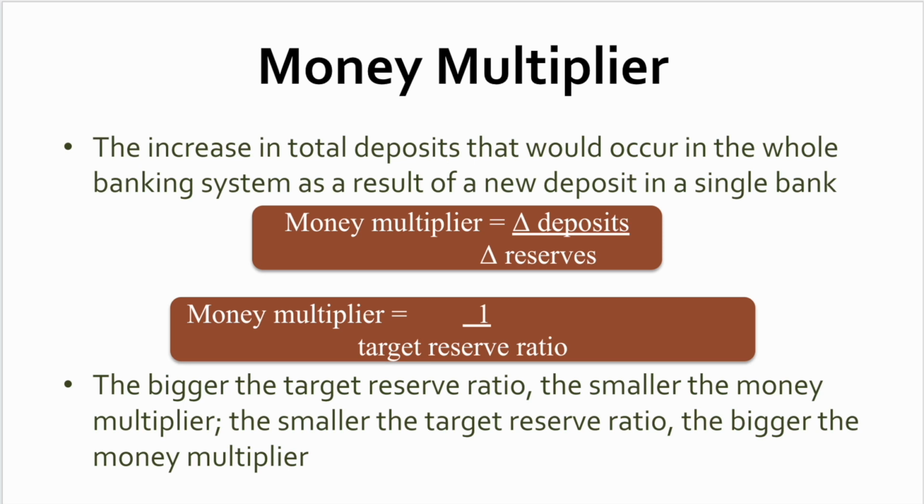We can think of this in terms of the money multiplier. This is the increase in total deposits that would occur in the whole banking system as a result of new deposits in a single bank. So let's assume that they loan that money out, and people in turn take that money that they borrow and put it in another bank. You can see that the total amount of money would actually increase. So the money multiplier is really the change in deposits over the change in reserves, or it's 1 over the target reserve ratio. The bigger the target reserve ratio, the smaller the money multiplier. The smaller the target reserve ratio, the bigger the money multiplier.